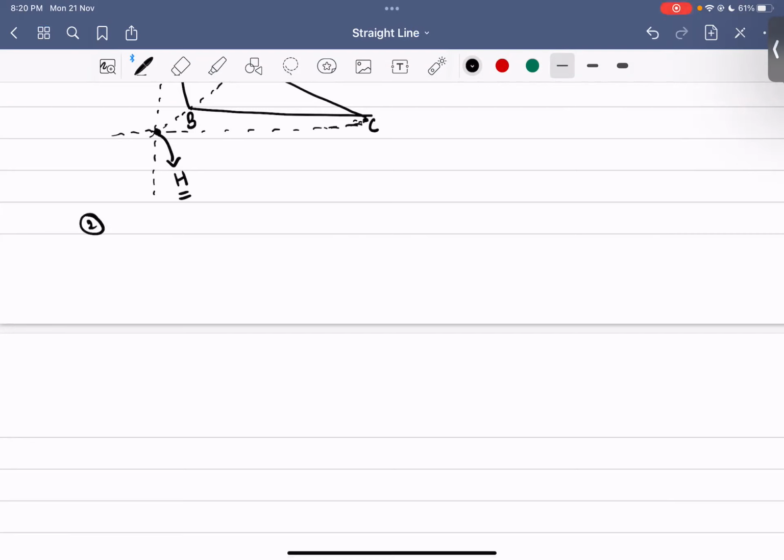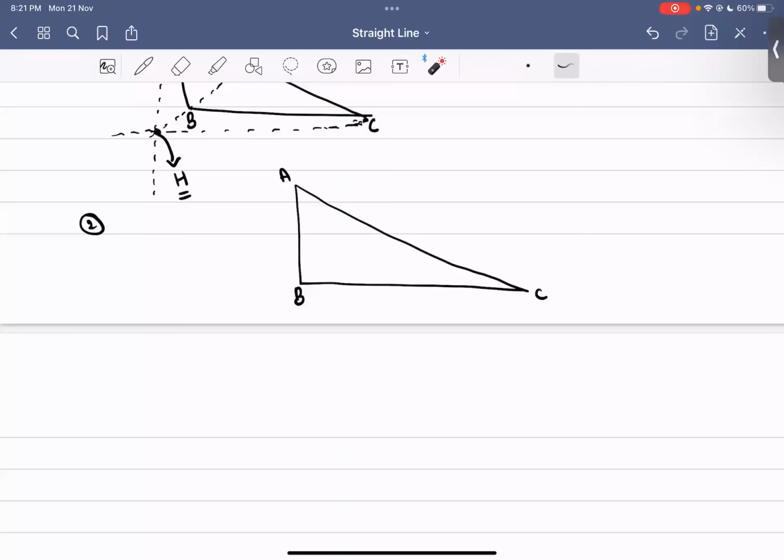Note number 2. See, you take a right angle triangle. So this is a right angle triangle ABC. Now for this right angle triangle, what is the orthocenter of a triangle? The point of concurrency of altitudes. Yes or no? So here, the altitudes are AB, which is an altitude, and CB, which is another altitude. The point of concurrency is B or not?